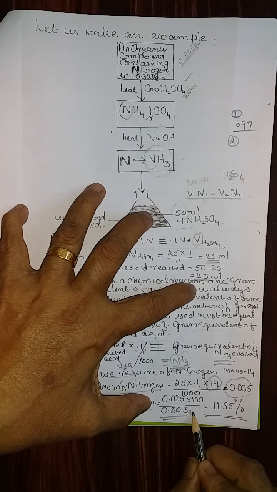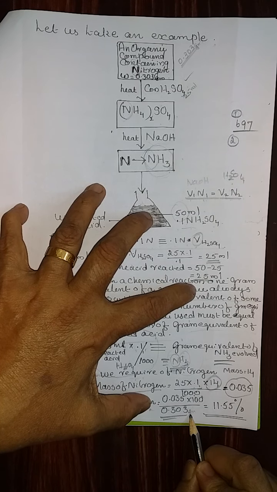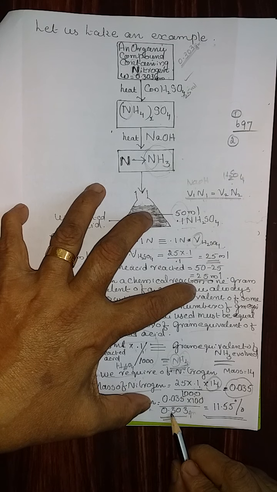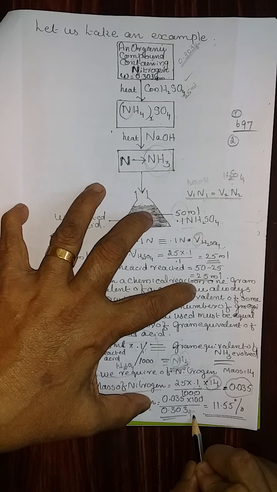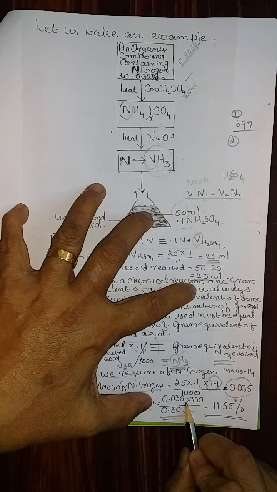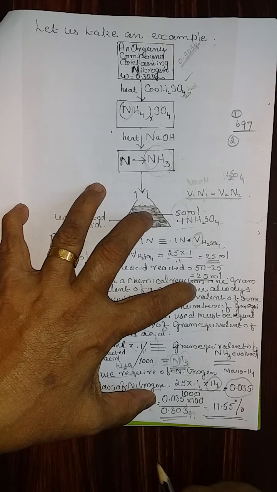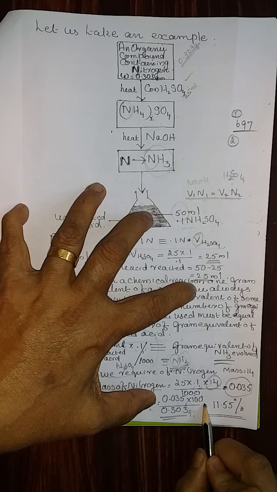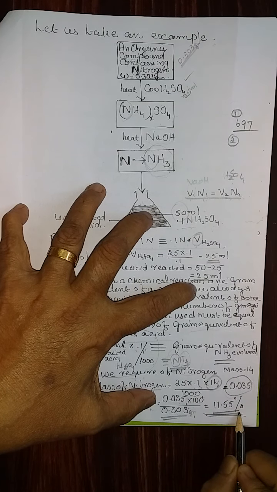0.30 grams of the organic substance is used. In 0.30 grams of organic compound, this much value, that is 0.035, that is the value you get when you calculate it, into 100 will give you the percentage of nitrogen.